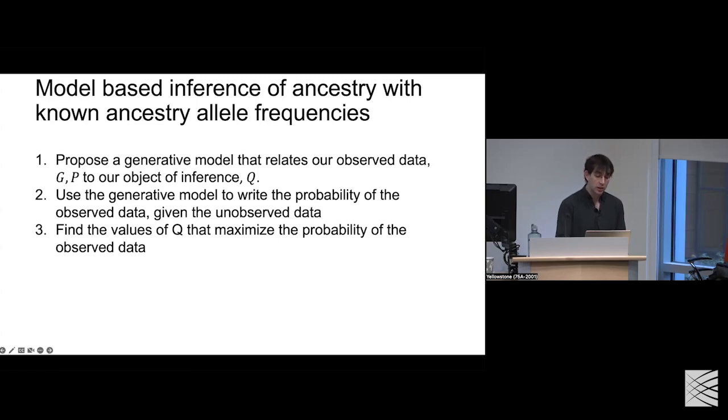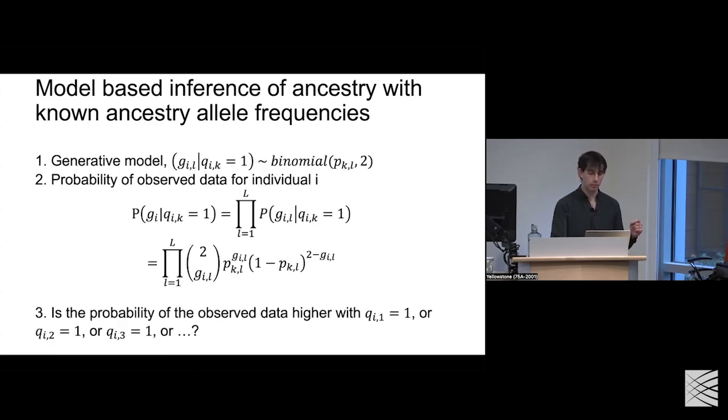The second step will be to use the generative model to write out the probability of the observed data given the unobserved data. And so we're going to write out the probability of our observed genotypes given the ancestry proportion matrix Q. And then finally, we're going to find the values of Q that maximize the probability of our observed data. And those will be our favorite values of Q. So this is very not specific, and we'll go into this in more detail.